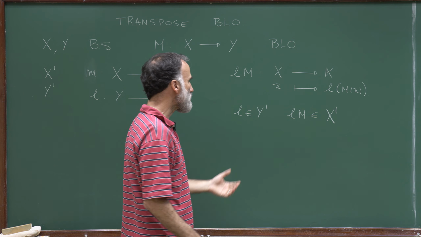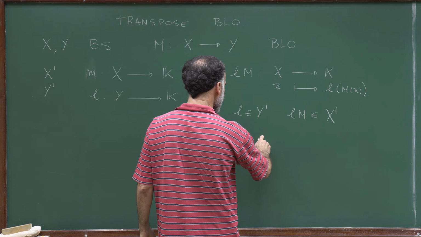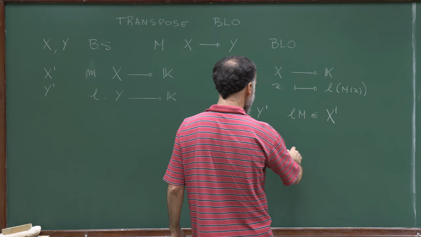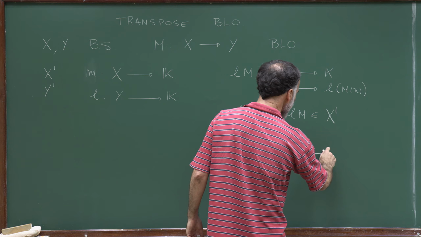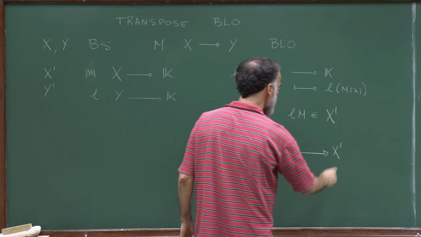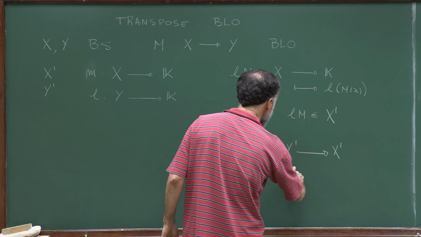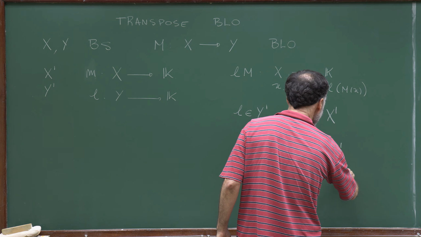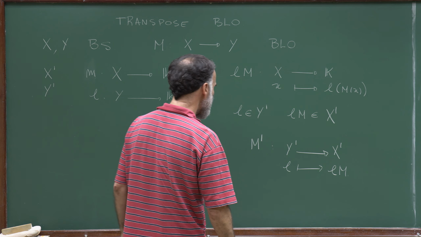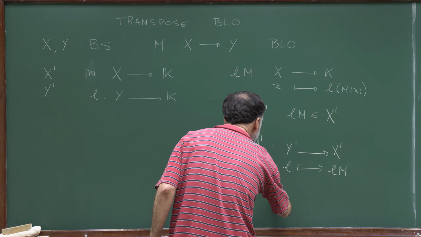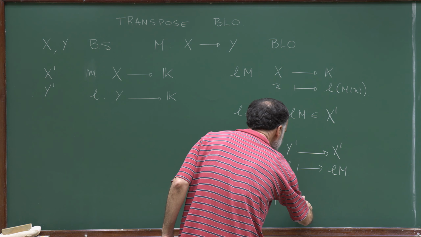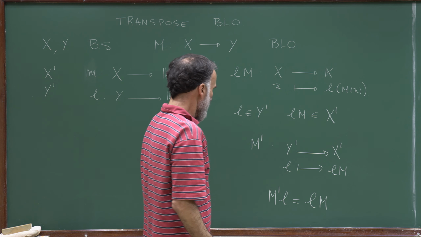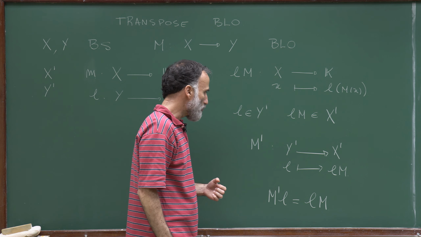And I will represent this map by M prime. So M prime is a map from Y prime to X prime, which associates to a bounded linear functional L the bounded linear functional L of M. And this means that M prime of L is, by definition, L composed with M. So this defines a map, M prime.